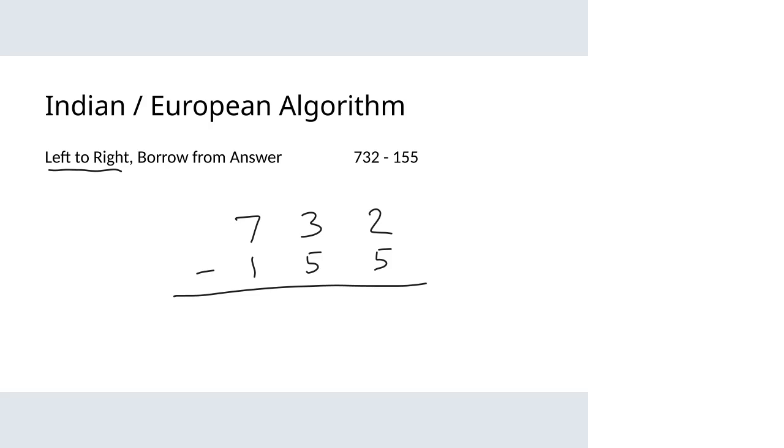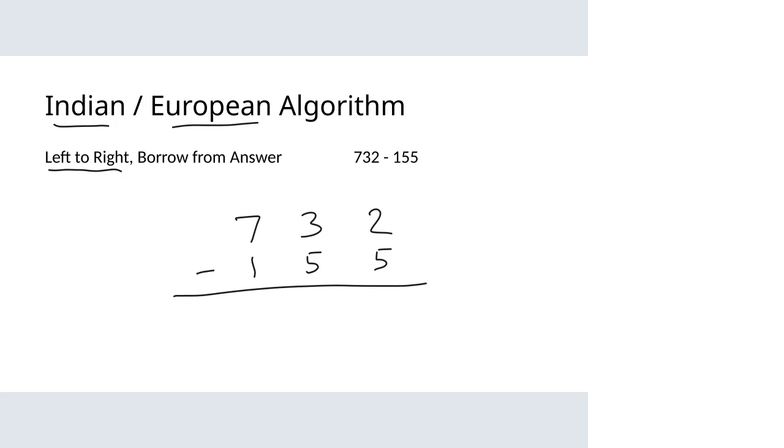If you see either of these names, the Indian algorithm or the European algorithm, on a quiz or an exam, this is the algorithm it's talking about. So with this algorithm, we're going to go left to right. And the little note that I've got there is we're going to borrow from the answer. I'll talk about that in just a second. We're going to go left to right.